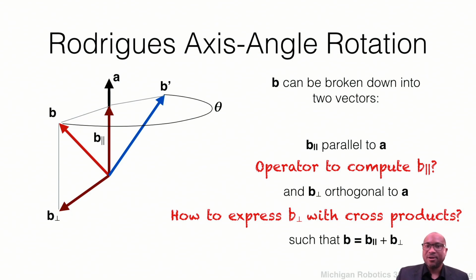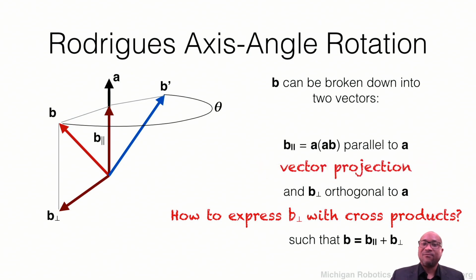Remember linear algebra? All right. We could think of this as a vector projection. So we can represent that as the product of A times AB. And so this is going to give us B parallel.